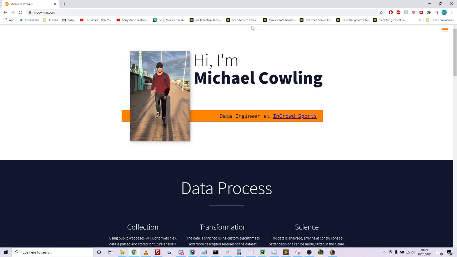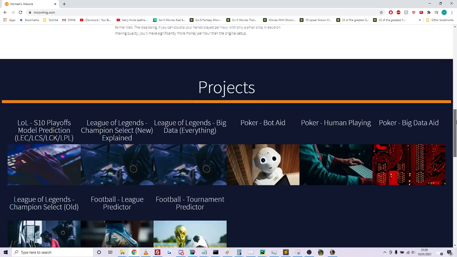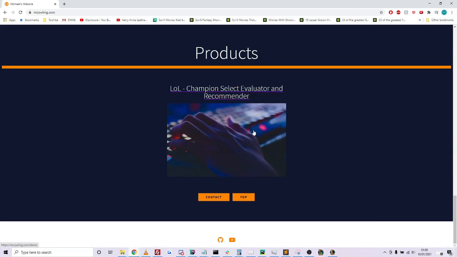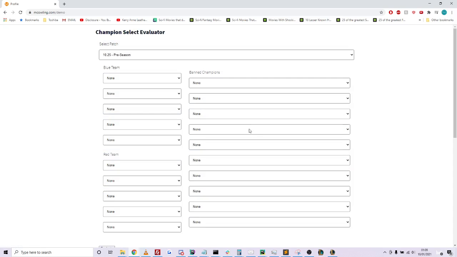Hello. So today I wanted to show off some League of Legends tools that I've made, using the League of Legends API and some data science, data engineering. So let's get right into it.